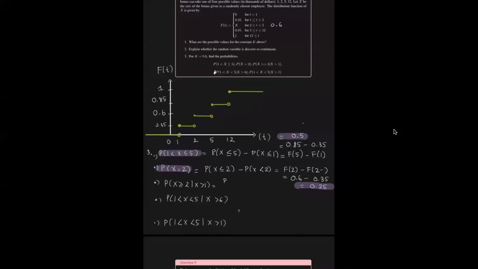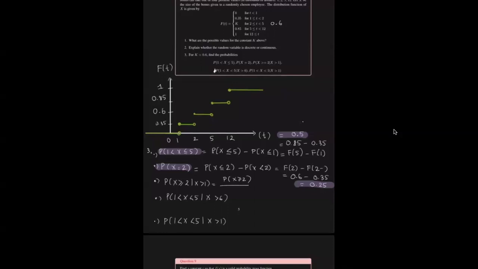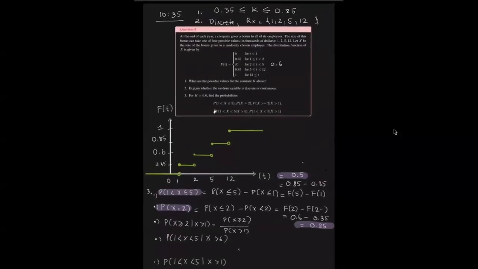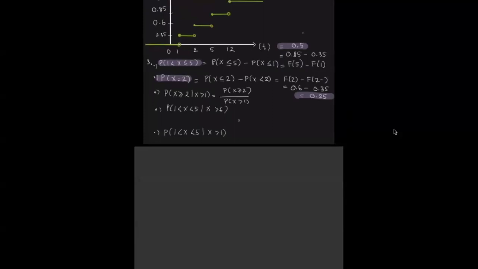Next one, I use the conditional probability formula. I need x to be at least 2 and x is greater than 1, which just means the probability of x is at least 2, because the intersection of both conditions is just x is at least 2. Divided by the probability x is greater than 1.